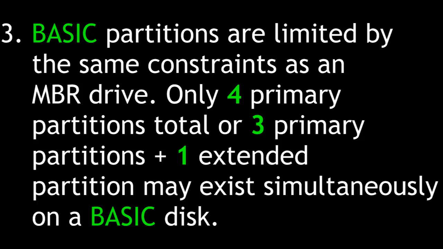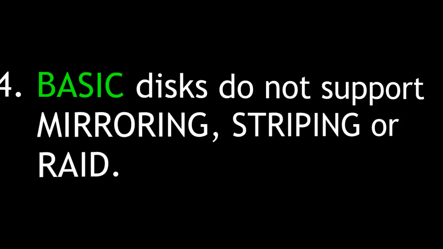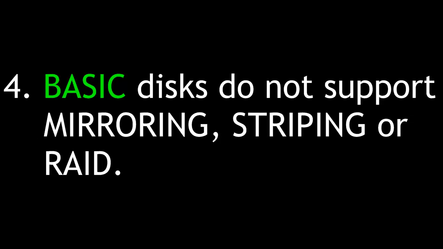Basic partitions are limited by the same constraints as an MBR drive. Only 4 primary partitions total, or 3 primary partitions plus 1 extended partition, may exist simultaneously on a basic disk. Basic disks do not support mirroring, striping, or RAID.